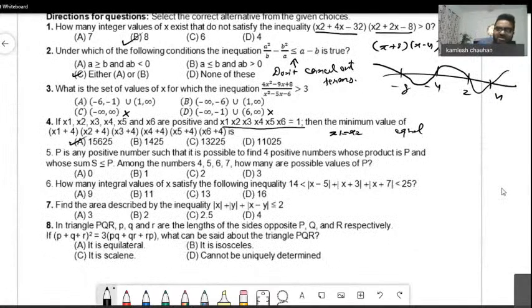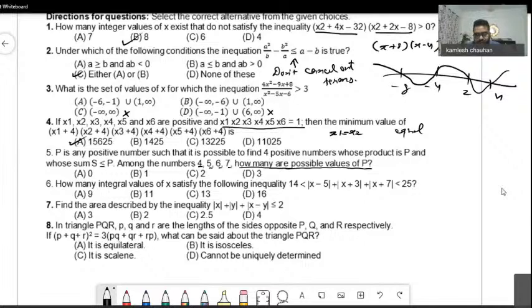Question number 5. P is a positive number such that it is possible to find 4 positive numbers whose product is P and whose sum S is less than or equal to P. Among 4, 5, 6, 7, how many are possible values of P? We have to find such P. Okay, now wait a second. P is any positive number. What we can do is check how many possible values of P there are. Among 4, 5, 6, 7, which are possible?